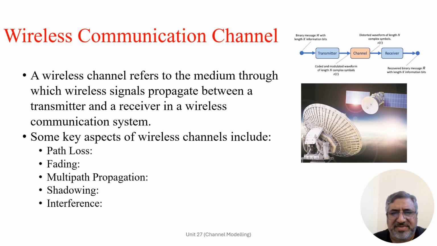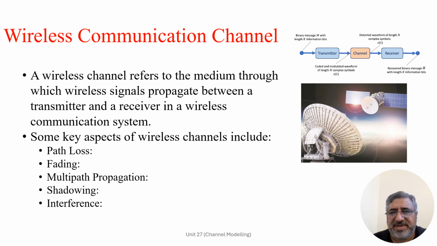Wireless channel introduces various characteristics and challenges that differ from those of wired communication channels. Some key aspects of wireless channel include path loss. Path loss generally refers to the attenuation of the transmitted signal strength in terms of power as it propagates through the space. It is influenced by many factors such as distance, frequency of the transmitted signal, and obstacles present in the propagation path.